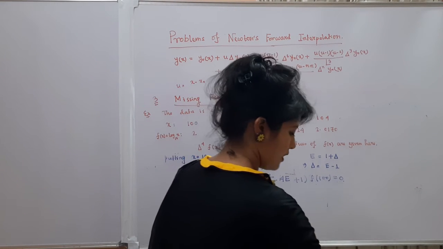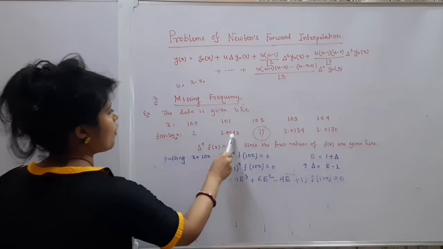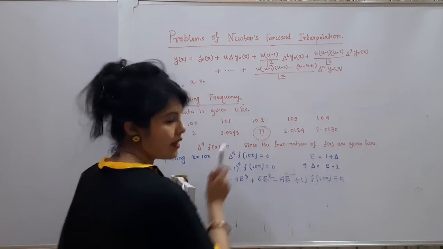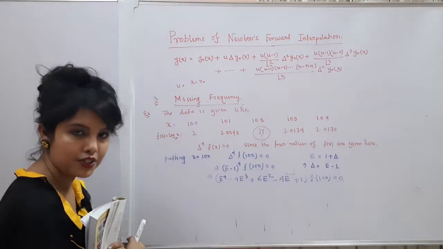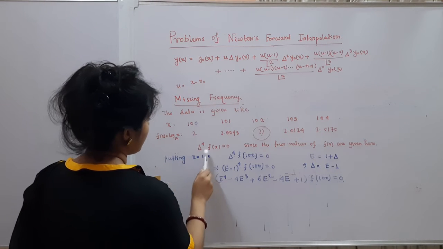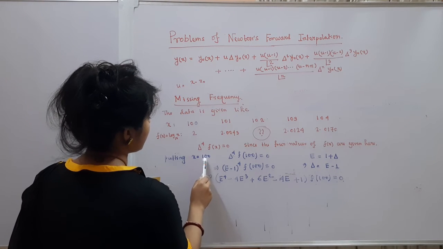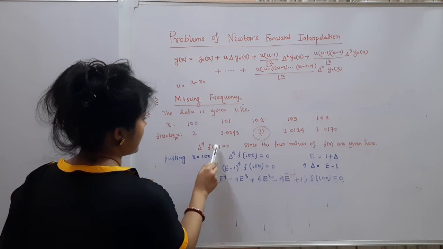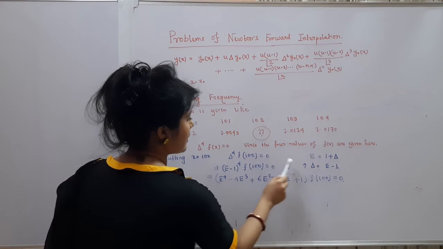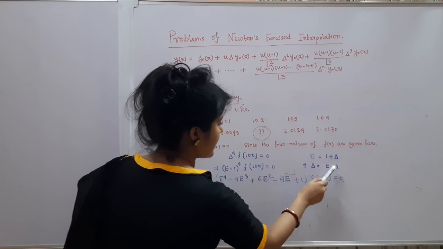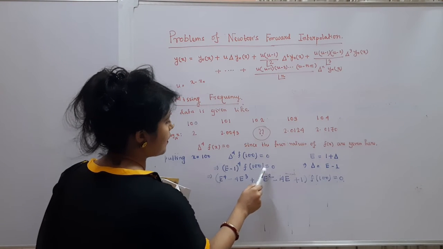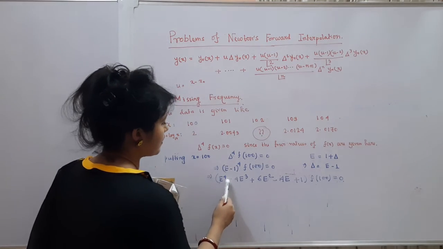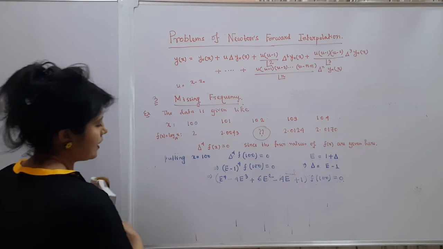So I think you have understood this. That is, since 4 values are given, therefore the fourth difference is 0. If 5 values are given, then the fifth difference will be 0. Okay. So now I have just substituted the value of x equal to 100, that is the first value of x, in this relation. Now this delta to the power 4 can be replaced by E minus 1. So (E minus 1) to the power 4 f of 100. So (E minus 1) to the power 4 means the (x minus 1) to the power 4 formula, that can be expanded like this.